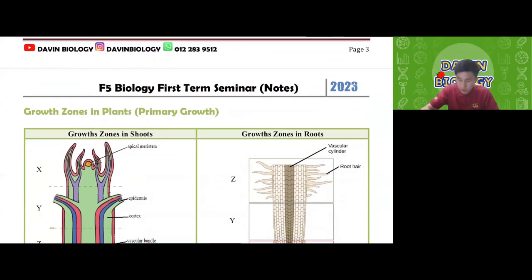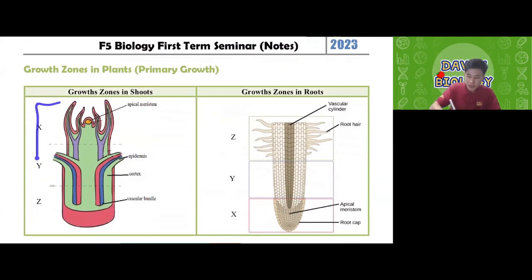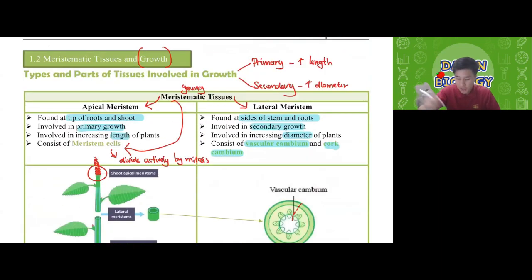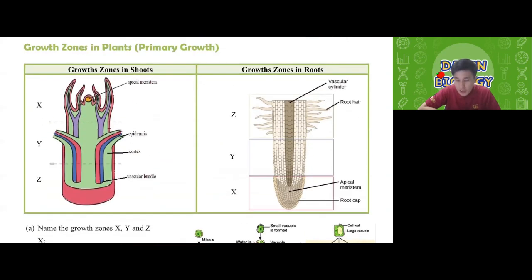So for primary growth, this is the shoot tip, and this is the root tip. These are the apical meristem tissue, which consists of meristem cells. First thing is, you must know how to label these three zones, because you've got X, Y, Z, X, Y, Z. From the shoot we go like this, and from the root like that, because for the root the tip is at the bottom, and for the shoot the tip is on the top.